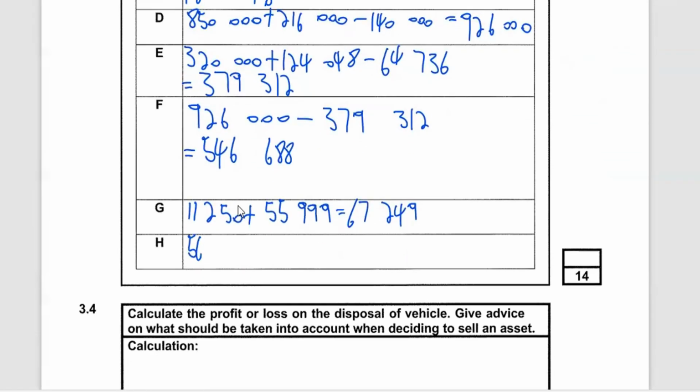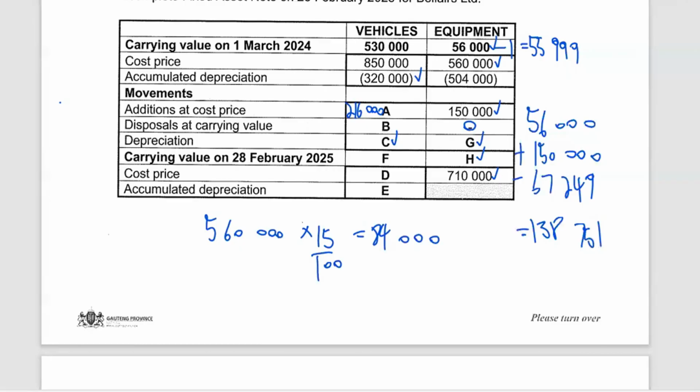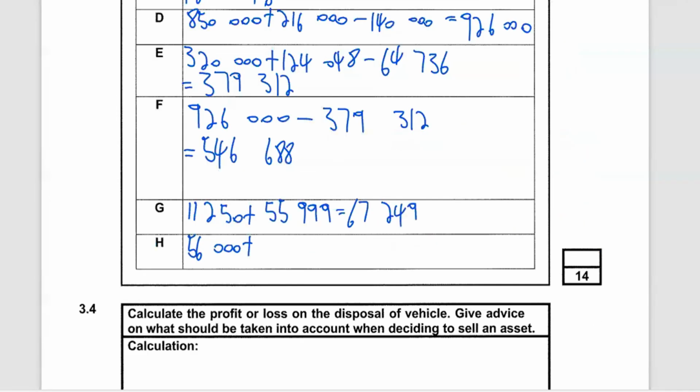So here we have 56,000, which is our carrying value at the beginning, plus our additions at cost of 150,000, minus our total depreciation of 67,249. Then we get our answer, which is 138,751.